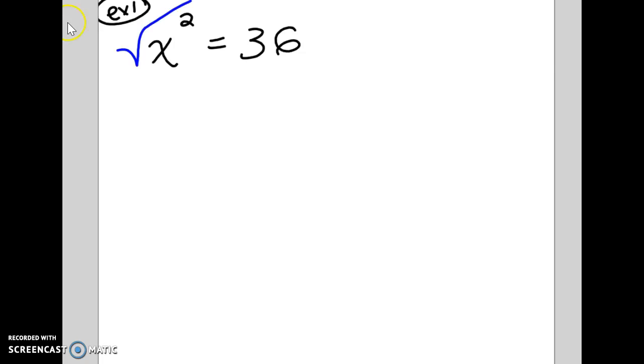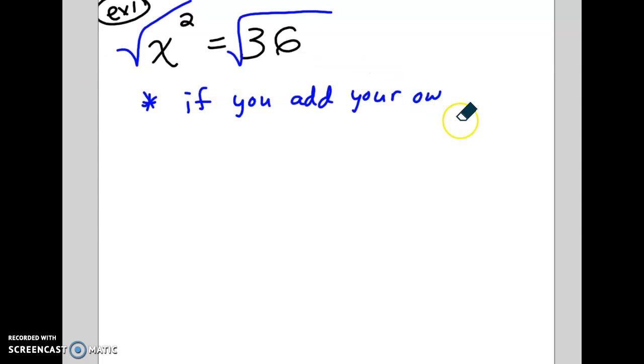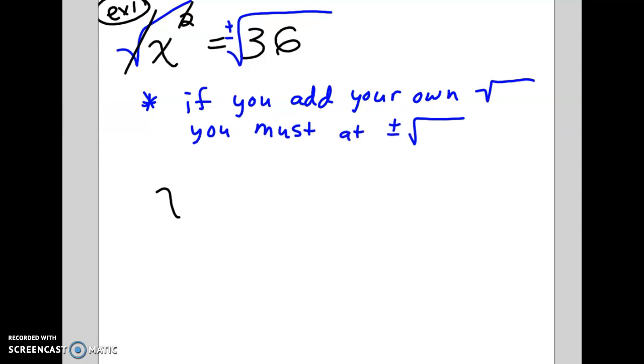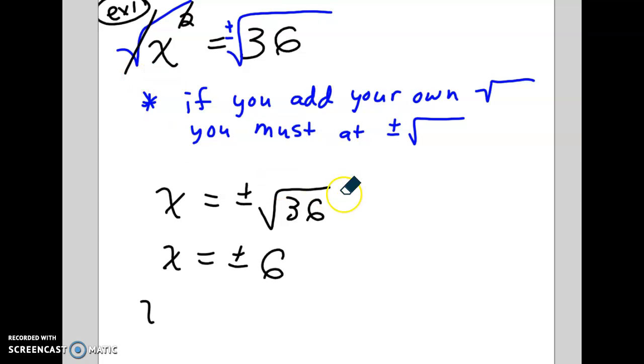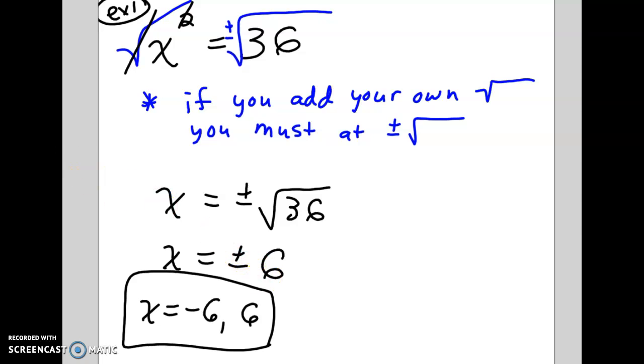Let's talk about x squared equals 36. The opposite of squaring is square rooting. The rule is if you add a square root, you do it to both sides. But if you do, you have to also add in a plus or minus. And here's why we do it. The answer is plus or minus the square root of 36. So x equals plus or minus 6. So the answers are -6 and 6.